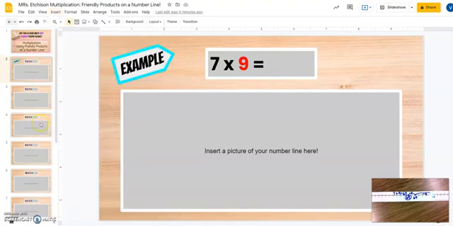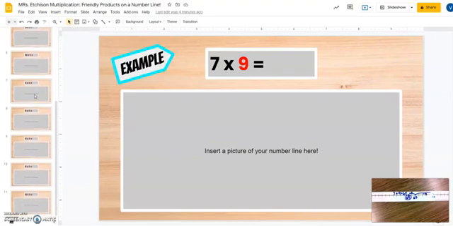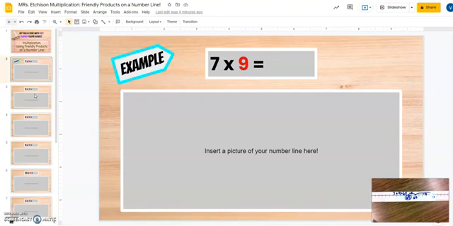All right, my friends, you are going to go on to complete the rest of these slides here, solving each one on your number line using our strategy, multiply by 10 minus 1 set, and then inserting a picture so that we can see your number line mathematical thinking. When you are done, you are ready to go on to part 3. Good luck!